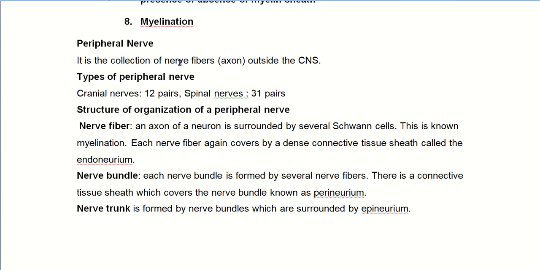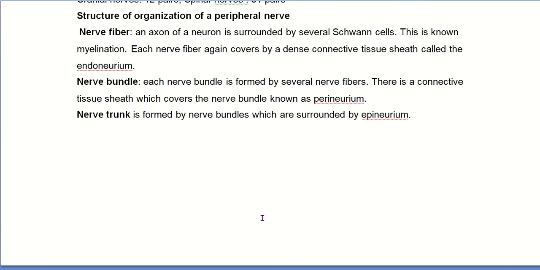Peripheral nerve is the collection of nerve fibers outside the central nervous system. Types of peripheral nerve: cranial nerves, 12 pairs; spinal nerves, 31 pairs; and there are also autonomic nerves. Structural organization of peripheral nerve: to understand the basic structural organization, you have to understand three terminologies: nerve fiber, nerve bundle, and nerve trunk.